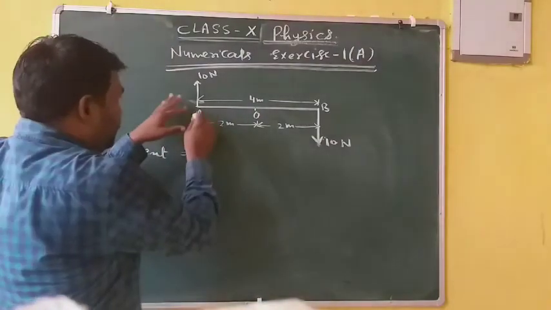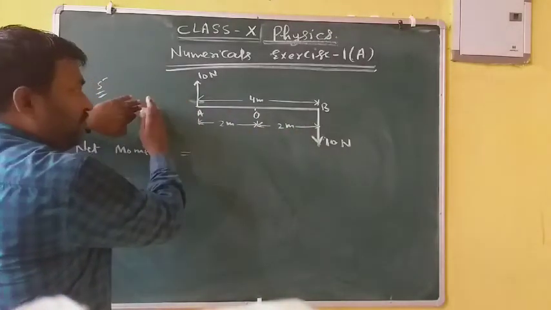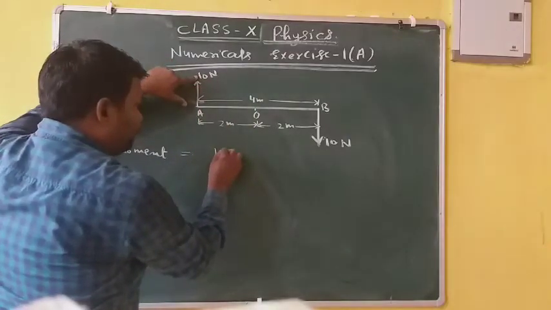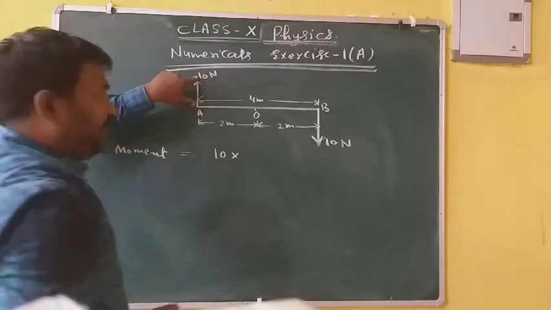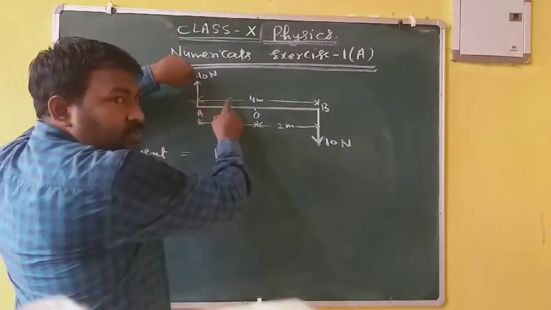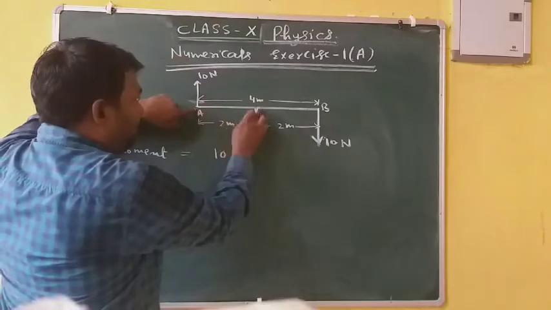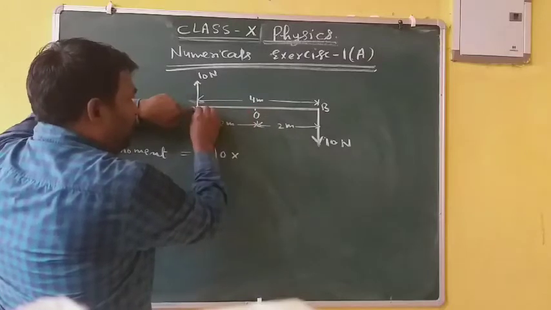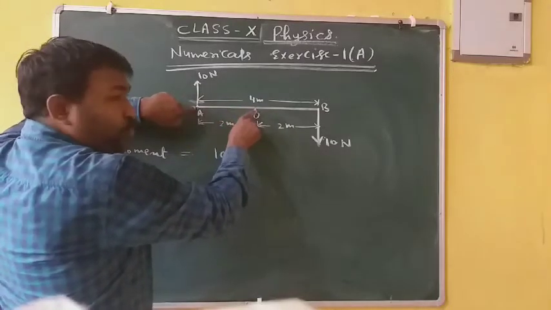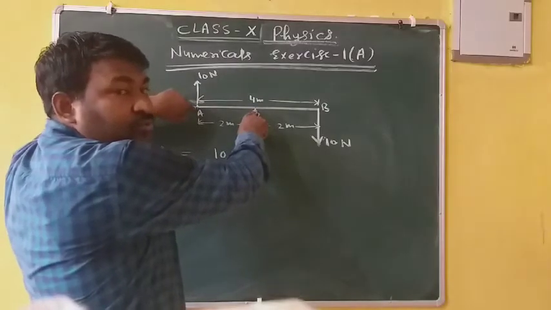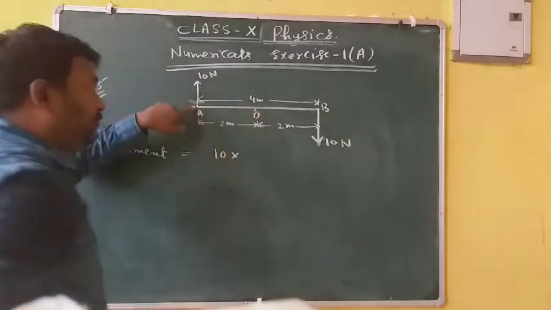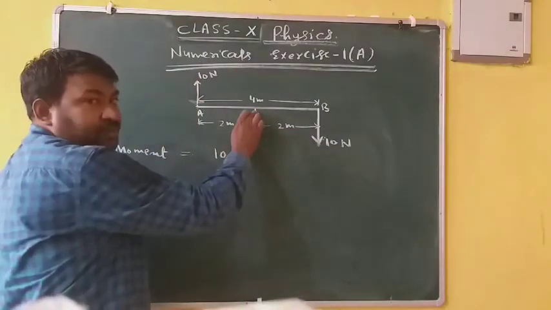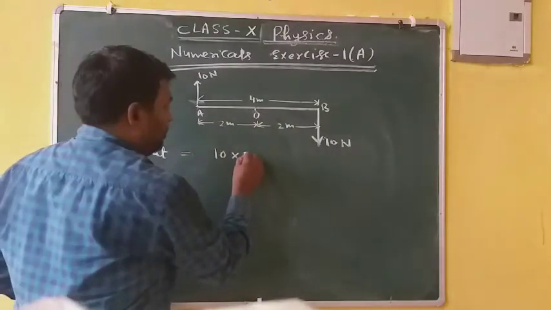There are two forces only. Starting from leftmost, there is a force of 10 Newton. So 10 Newton force multiplied by the perpendicular distance of this force from the pivoted point. This force and this line are perpendicular, so OA is the distance of this force from the point about which you are going to find moment. You have to calculate moment about pivoted point, means about O, so you take distance from O to A. This is 2 meter.